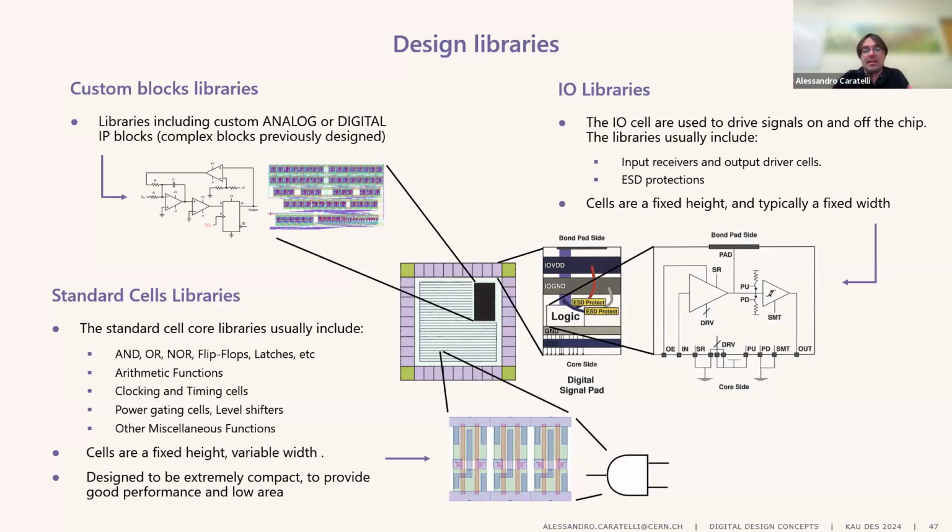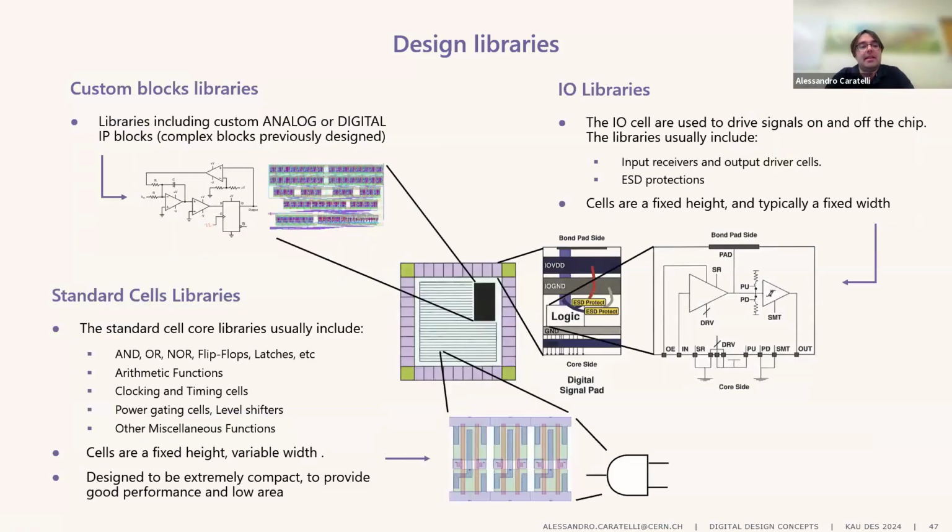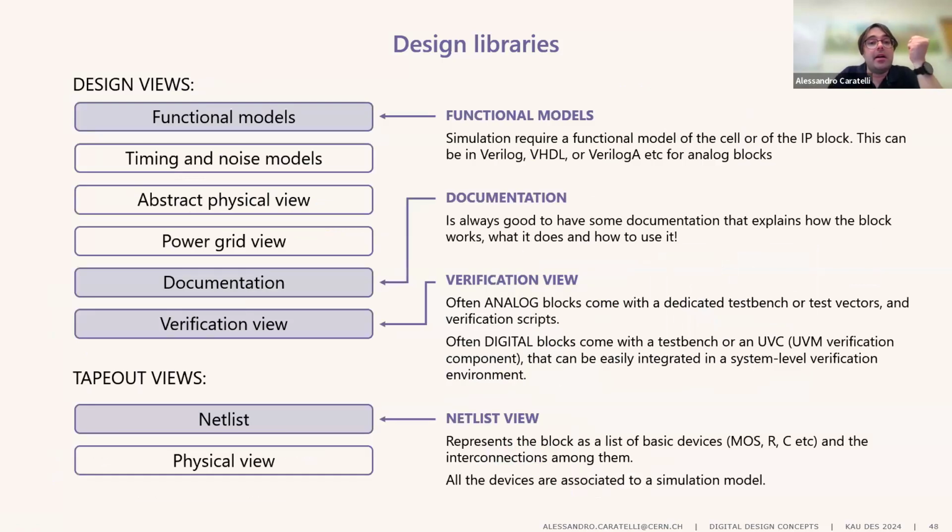I will not go too much into the details about this, but if you have questions, feel free to ask me. I can go more into the details. The design libraries, either if it's standard cells or your own blocks, can be digital or analog blocks that you design and you want to use inside your new chip. They need several views, several descriptions of the object. Then you need a functional model, which is required by the simulation, so a model of the functionality of the block.